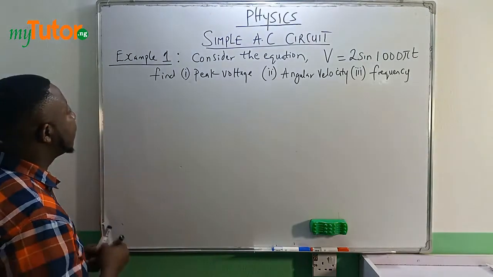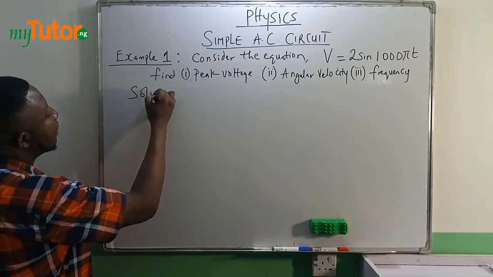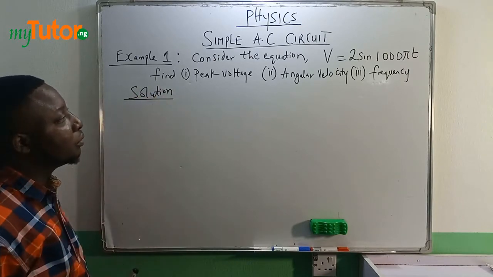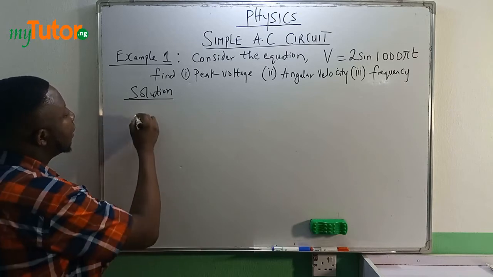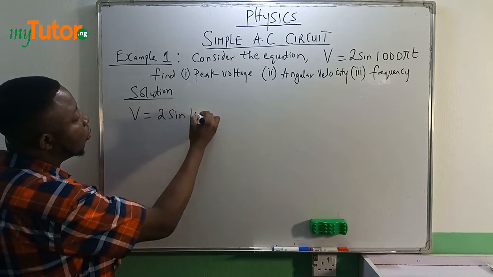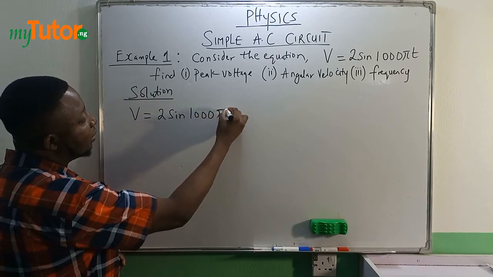So we'll start by writing out the equation we are given. We are given the equation that V is equal to 2 sine 1000 pi t.